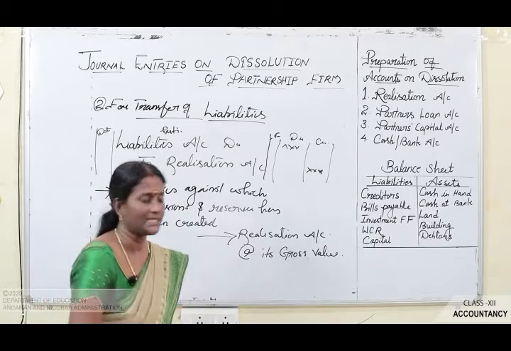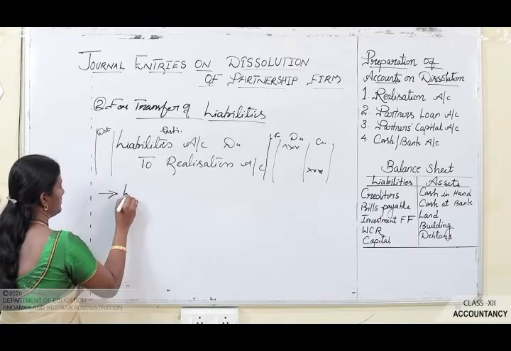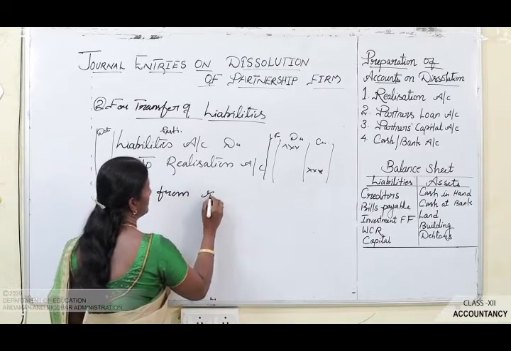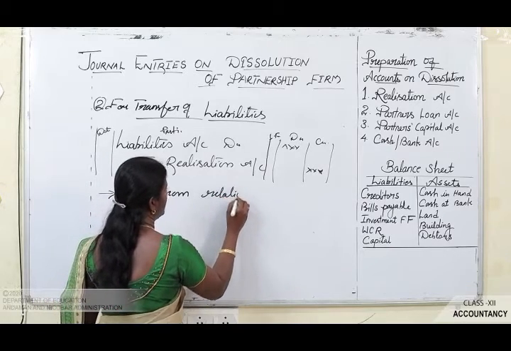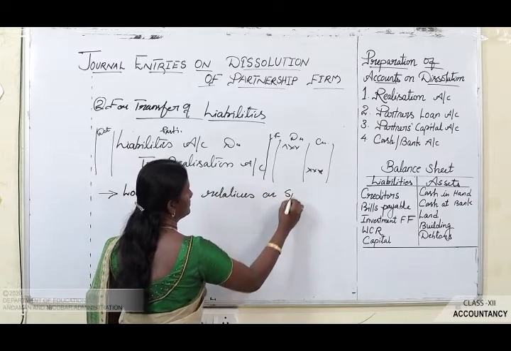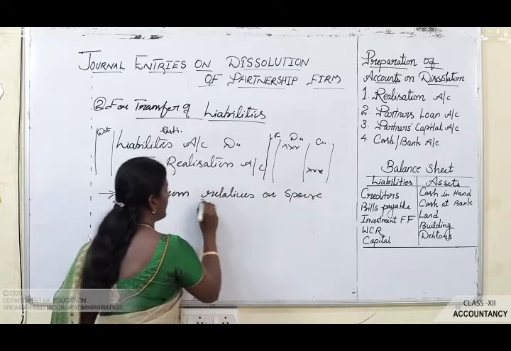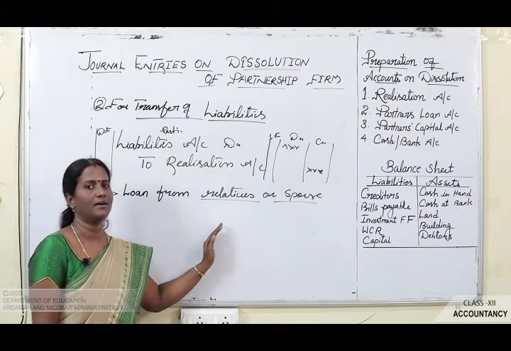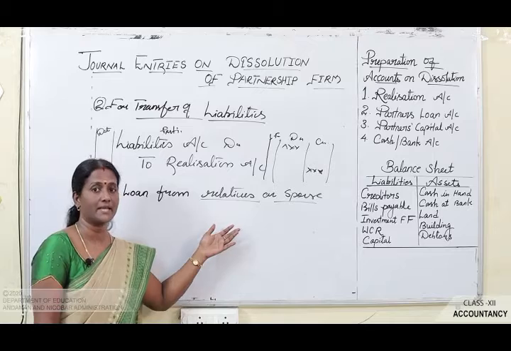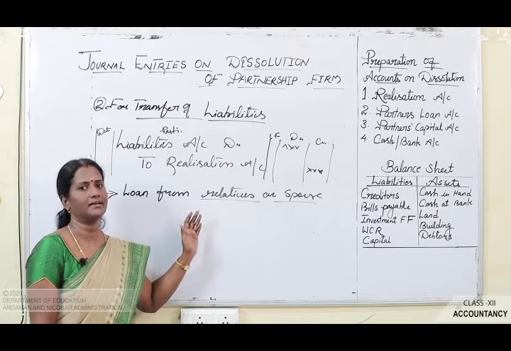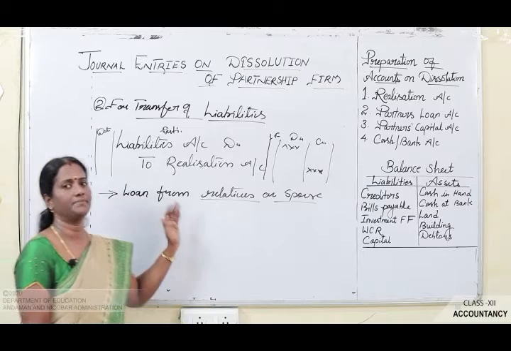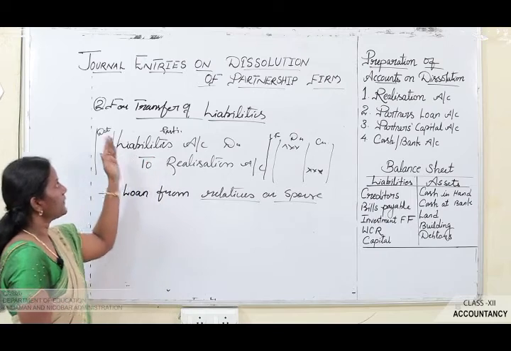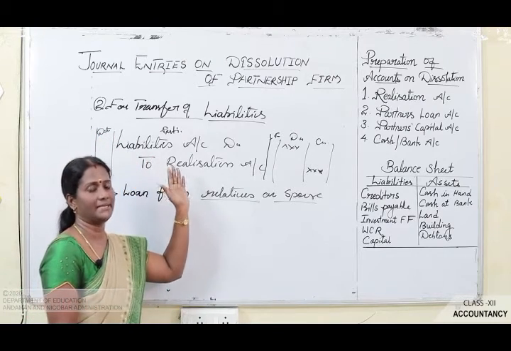Okay students, the next point is loan from relatives or spouse. If you have taken a loan from your relative, or from wife or husband, then even that loan will be considered as a third-party external liability, and that external liability will be treated like your other external liabilities.